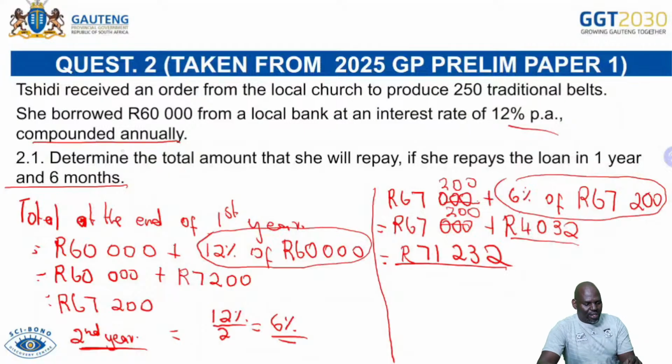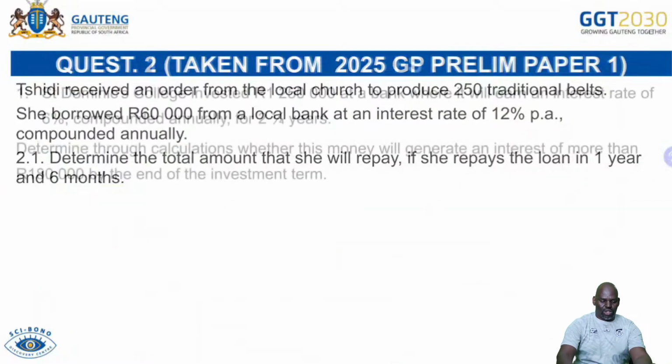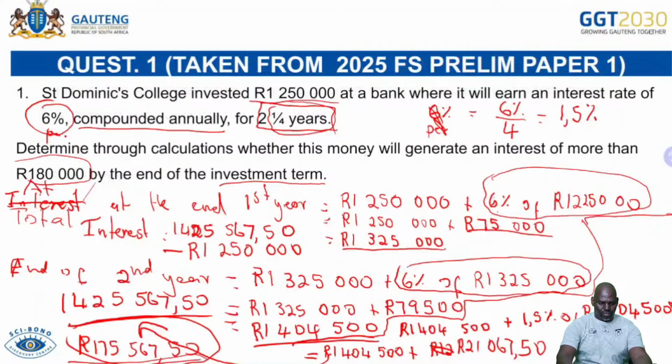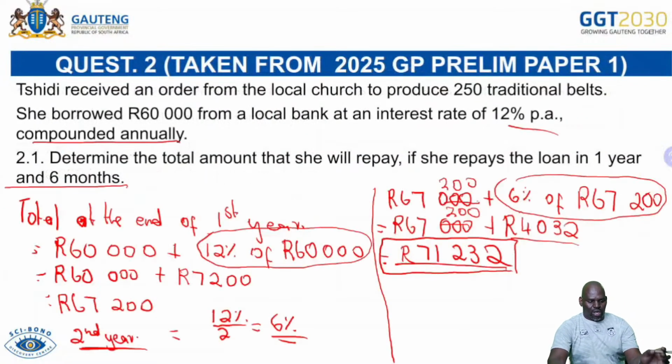So the question is, determine the total amount she will repay if she repays the loan in 1 year and 6 months. So it means she's going to repay 71,232. Okay, so that is number 2.1.